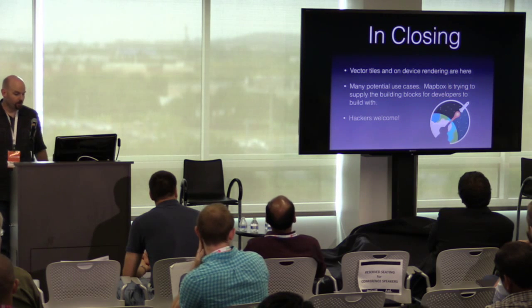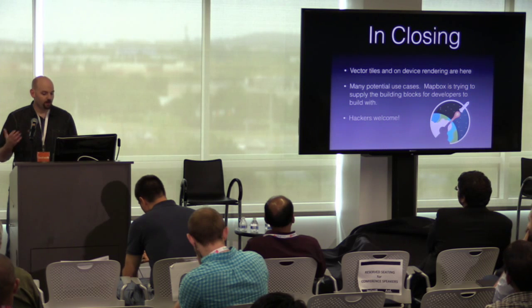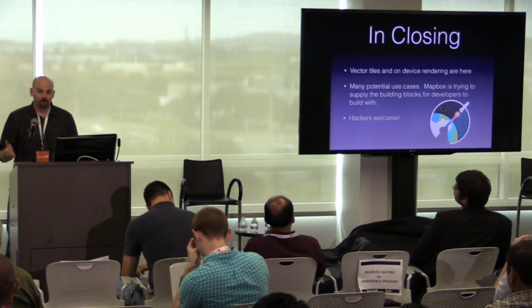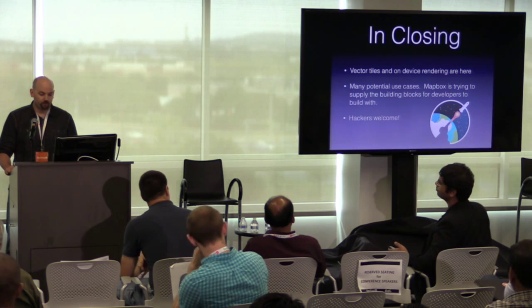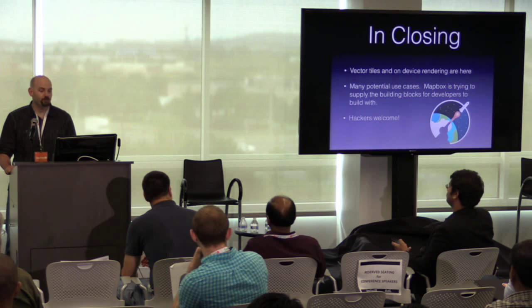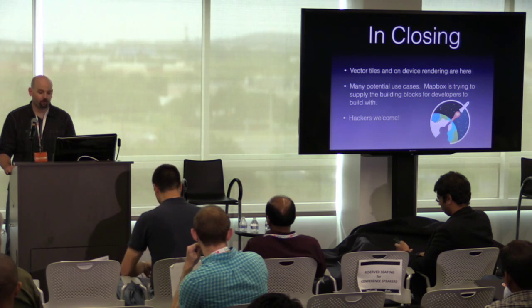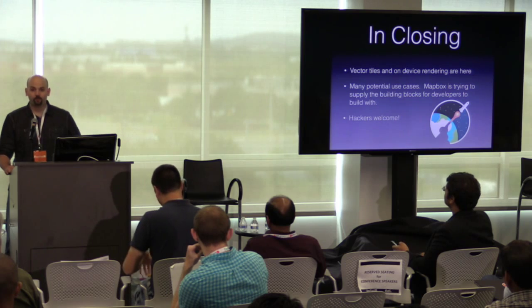Finally, in closing, vector tiles, on-device rendering, they're here. We saw it thanks to the AV guys helping out and making that possible, and you saw how fast it works and how it can change styles and be dynamic on the fly. As we just alluded to, there's a zillion different use cases. We think we've got a good handle on some of them, but Lord knows we don't know them all, and we'd love to work with people who have other ways to do creative, fun things with maps. And finally, as I said before, hackers welcome.